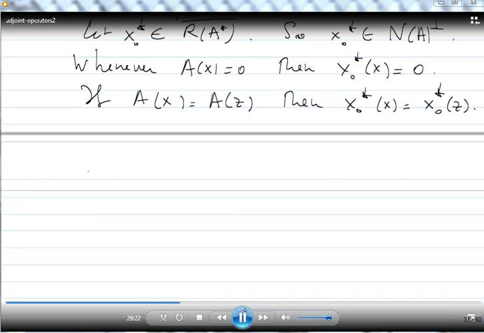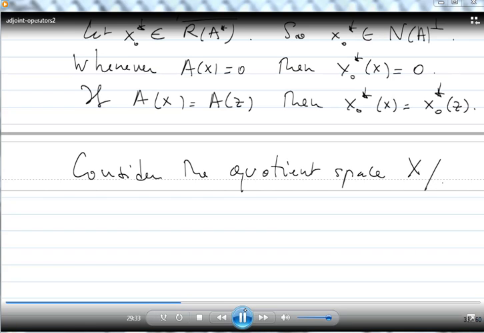Okay? So here, if we take now the class of x, in particular, consider the quotient space X divided by N of A. Remember that A is continuous, therefore the null space is closed, and therefore we can use the quotient space. So this quotient space with the quotient norm is a Banach space, because we assume that X is a Banach space.